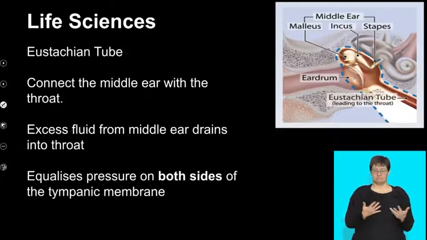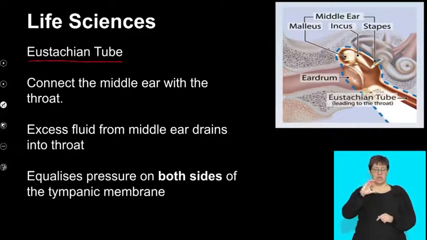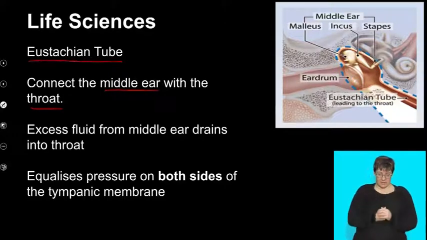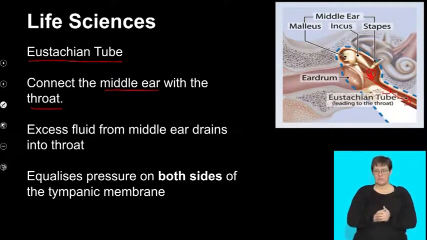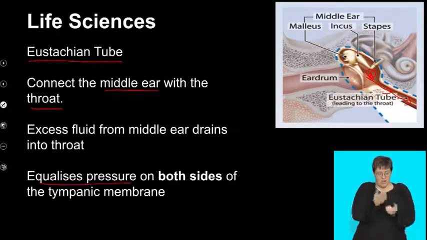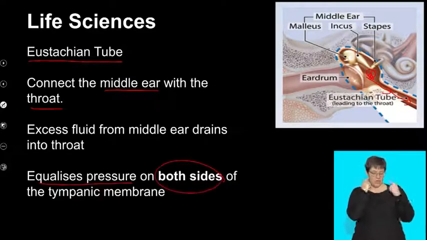Let's get to the eustachian tube now. It connects the middle ear with the throat. And if you've got excess fluid, for example from infections, you don't just get water in your ear. If there's a build-up of fluid there, it can drain through the eustachian tube to your throat. It also equalizes pressure on both sides of the tympanic membrane.